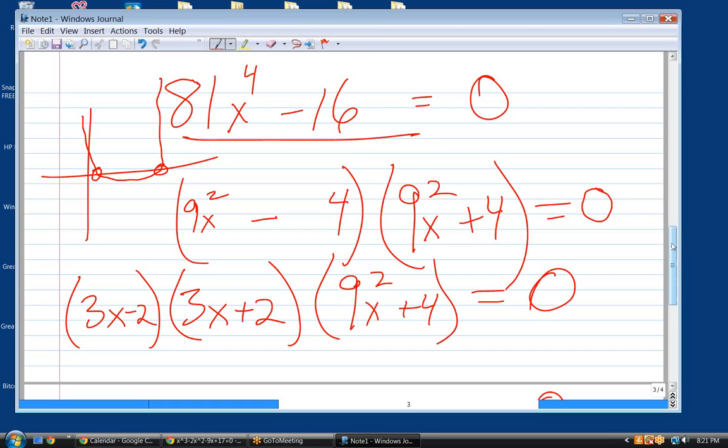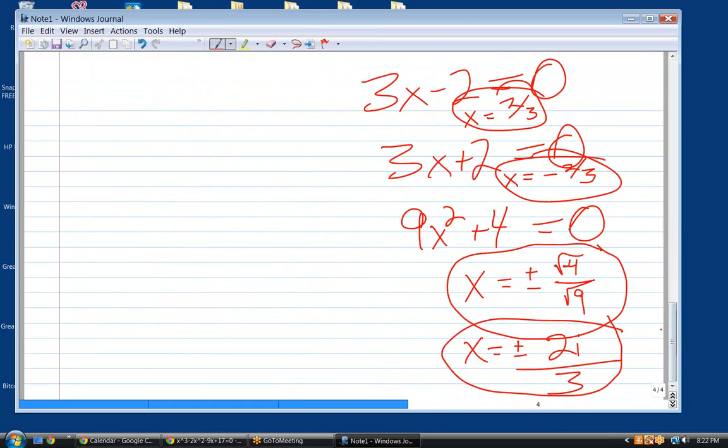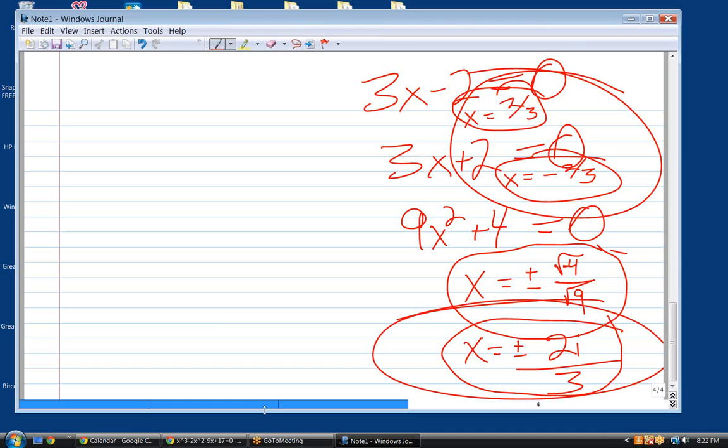The other zeros that are imaginary, well, I guess they count as zeros also, but they're not x-intercepts. So I guess there's a difference between asking for the zeros and asking for x-intercepts. The only x-intercepts here would be 2/3 and minus 2/3. But these would be called zeros for sure.